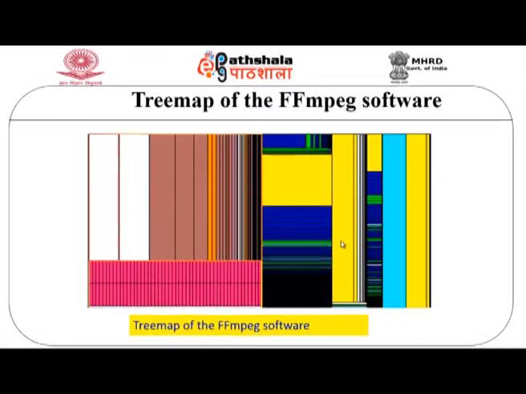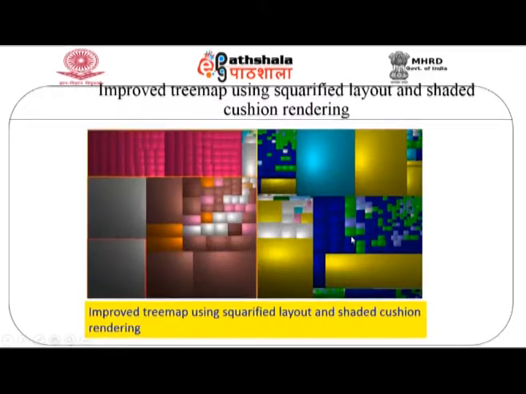This is a tree map approach of the FFmpeg software. So in the tree map, we can see the various layers represented as different rectangles, which are also nested inside different rectangles. This is an improved tree map which uses a squarified layout and shaded cushion rendering approach.